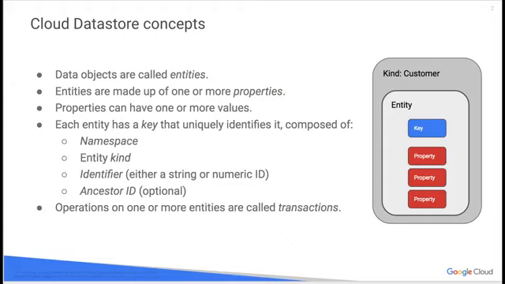Data objects in Cloud Data Store are called entities, and they are made up of one or more properties. Properties can have one or more values. Each entity has a key that uniquely identifies it, composed of a namespace, the entity kind, an identifier, and an optional ancestor ID. Operations on one or more entities are called transactions and are atomic. Throughout this module, please feel free to click any of the documentation links provided in the download pane below.